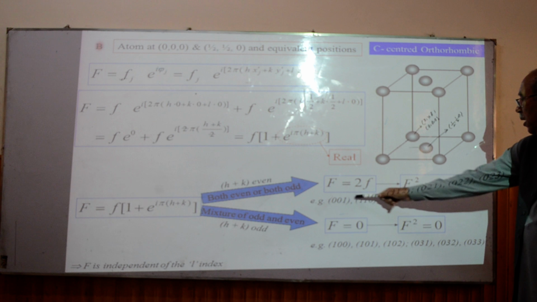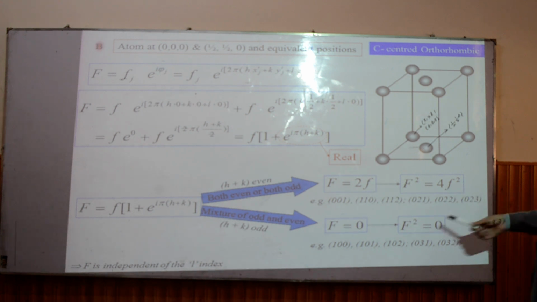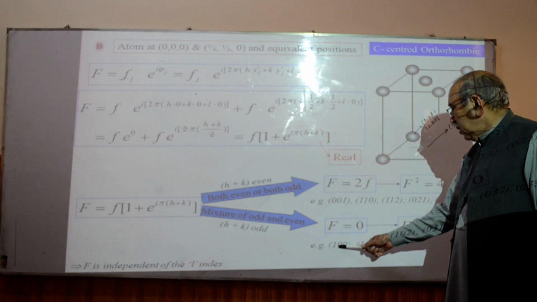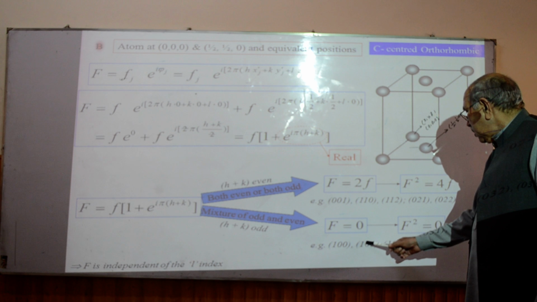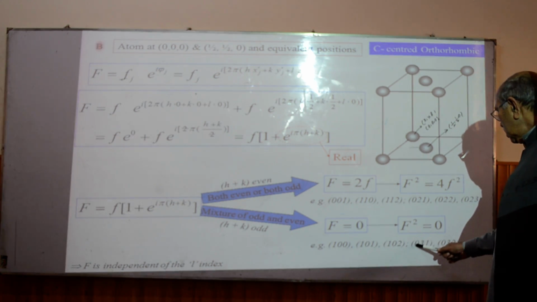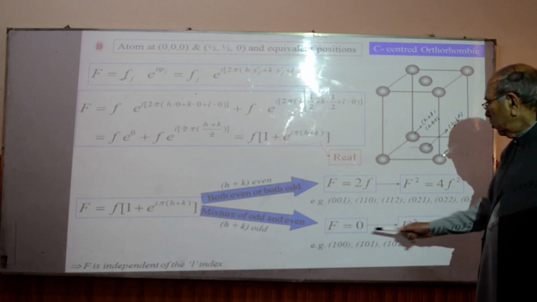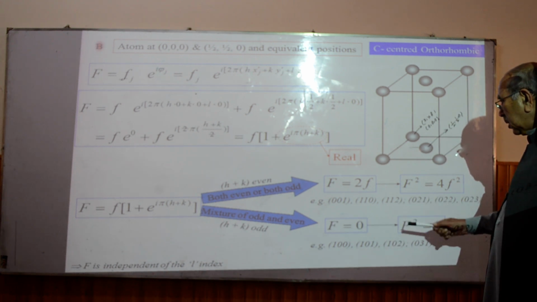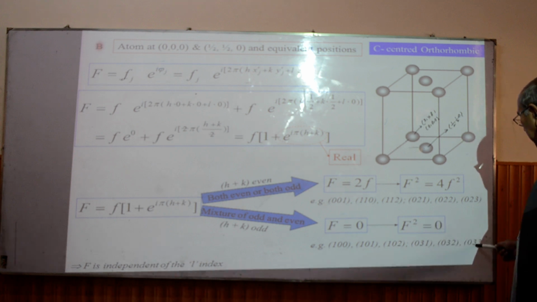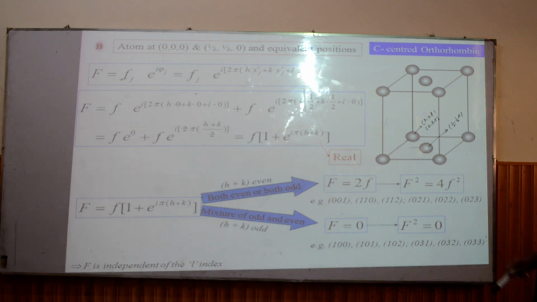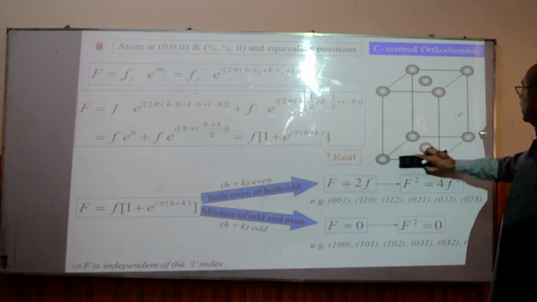So these planes will appear in the diffraction pattern. For these other planes, 1, 0, 0, in which h plus k is odd, 1 plus 0 is odd, 0 plus 3 is odd, they will give a negative f value, and the structure factor will be equal to 0. These planes will not appear in the diffraction pattern.